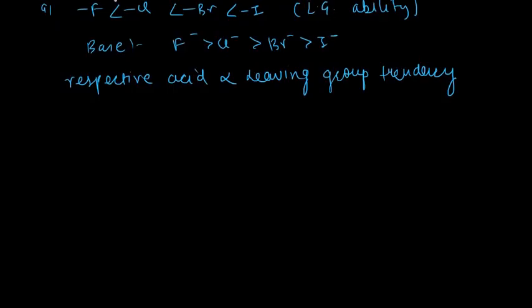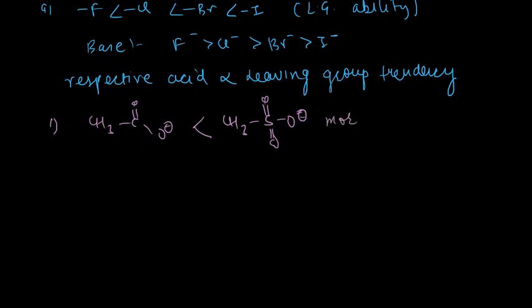Now we have some more examples of our leaving group questions. First we have CH3, C double bond O, O minus, then CH3, S double bond O, O minus. So which is a good leaving group? We know this is a strong acid because it has a more acidic structure. It has more number of resonating structures.